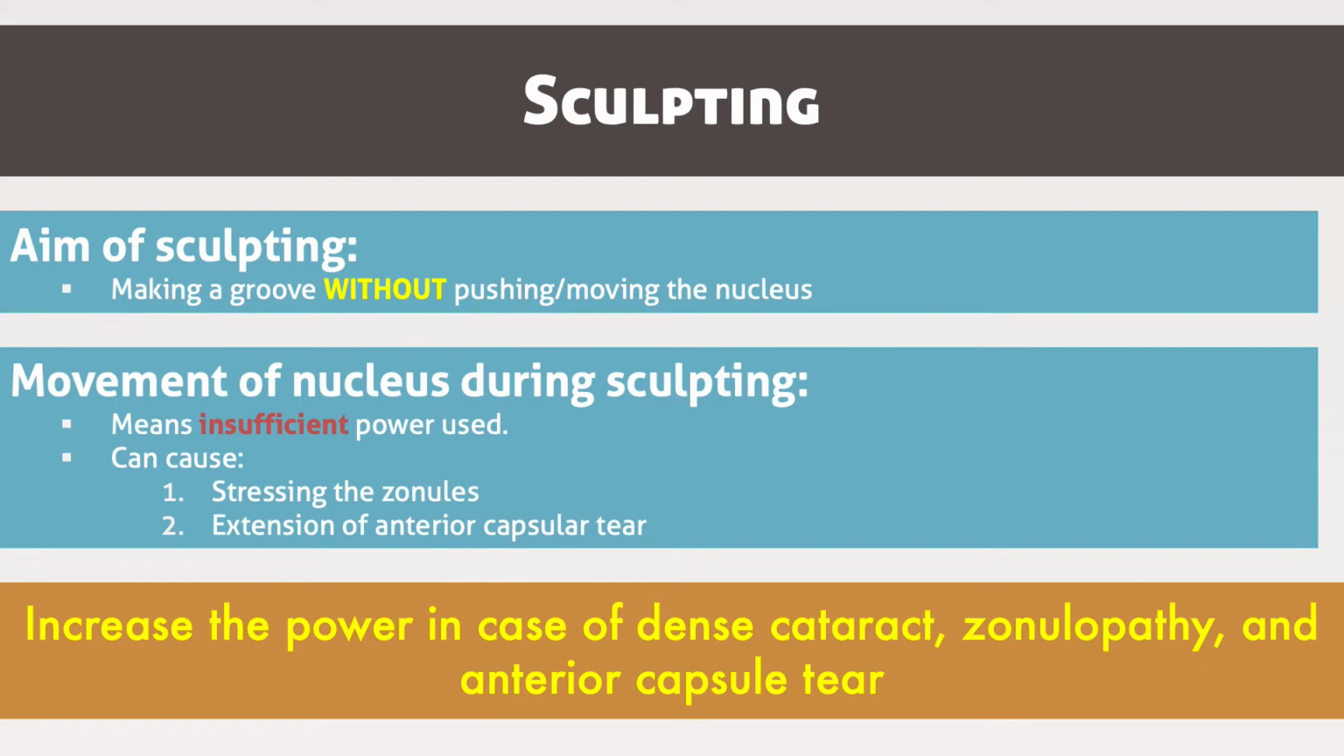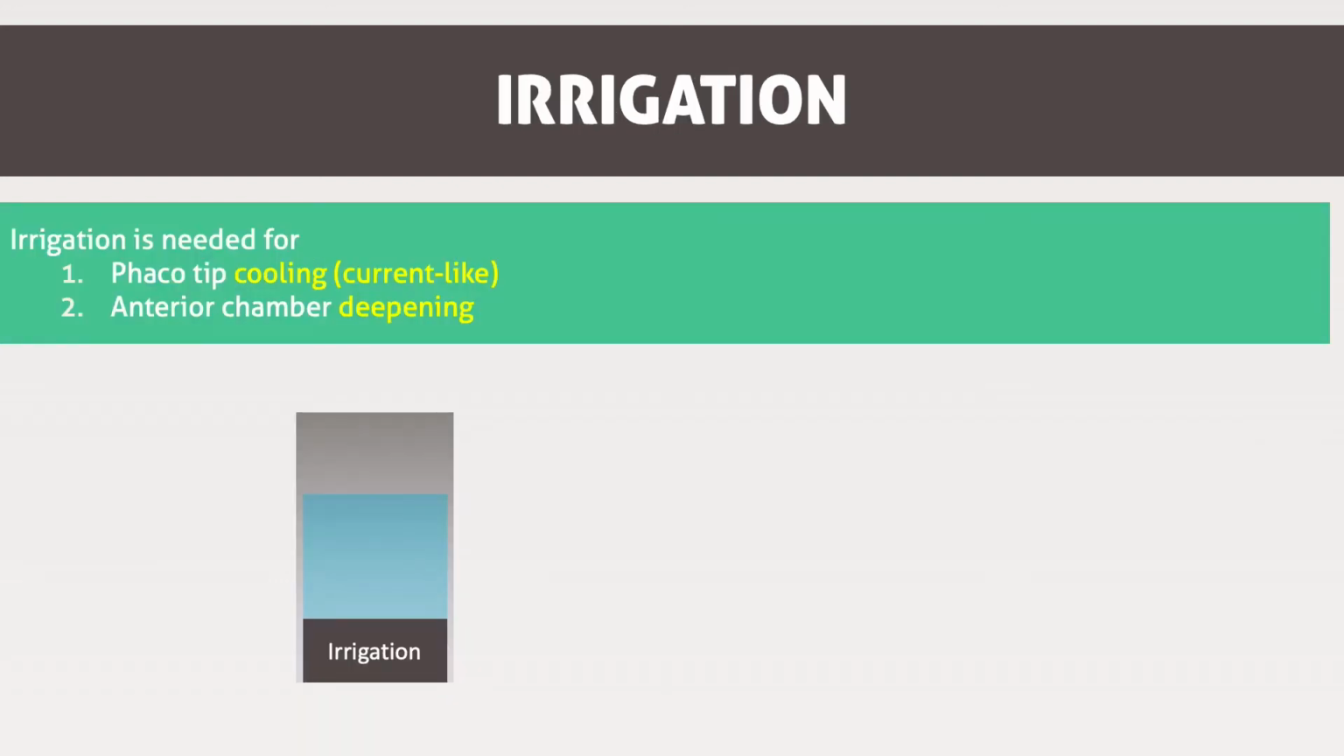If the nucleus moves during sculpting, it means the power is insufficient. This movement can result in stress on the zonules, and if there is an anterior capsule tear, it will extend further because of this movement. So if you have dense cataract, zonulopathy, or anterior capsule tear, we have to use a high power to avoid any unwanted movement of the nucleus. Now we will talk about each parameter in order to have a groove without pushing the nucleus.